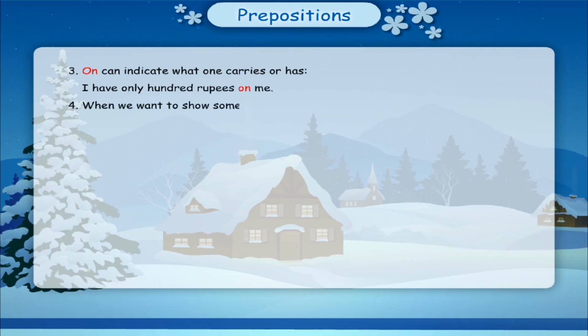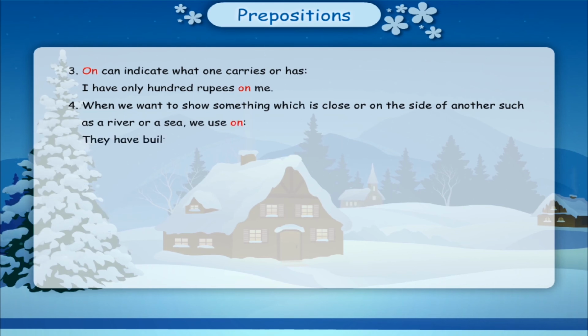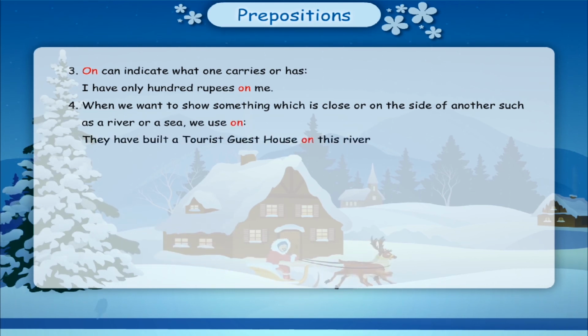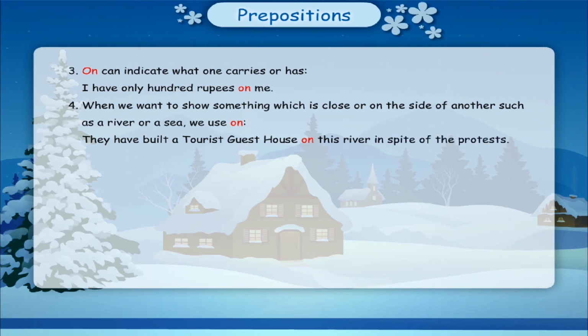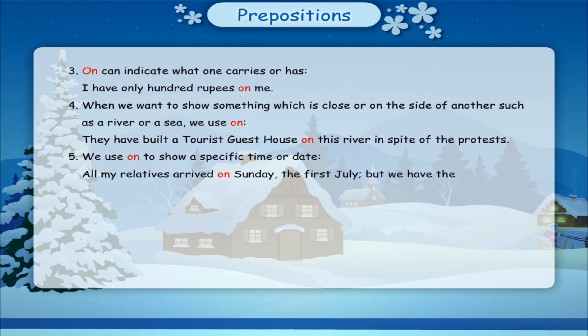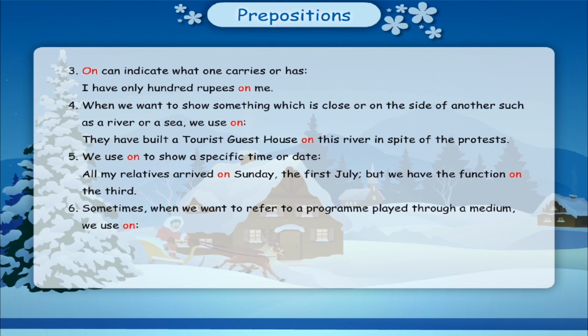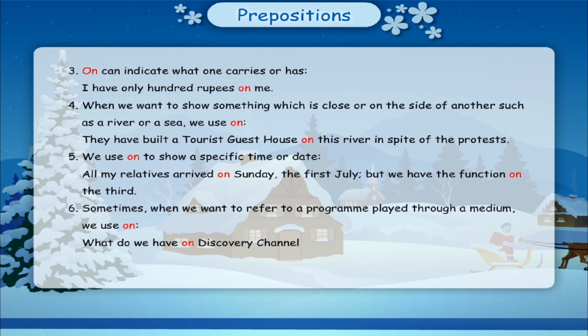When we want to show something which is close or on the side of another, such as a river or a sea, we use on. They have built a tourist guest house on this river in spite of the protests. We use on to show a specific time or date. All my relatives arrived on Sunday, the 1st July, but we have the function on the 3rd. Sometimes, when we want to refer to a program played through a medium, we use on. What do we have on Discovery Channel tonight?